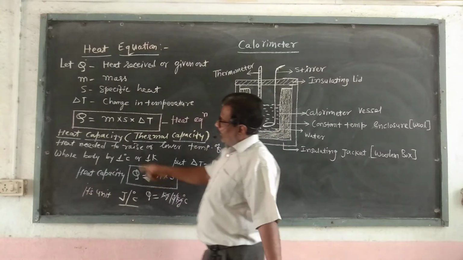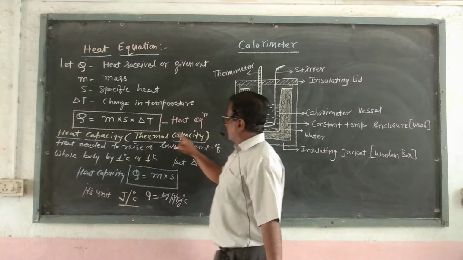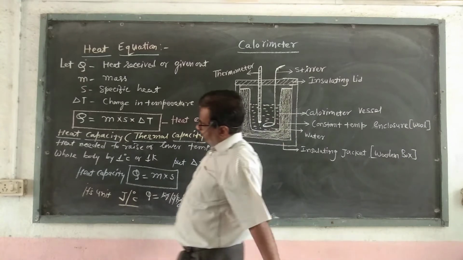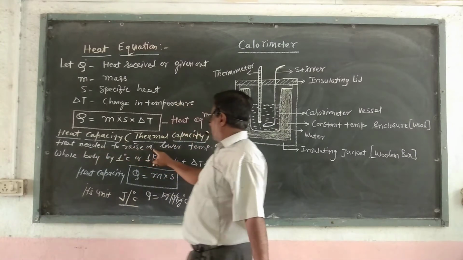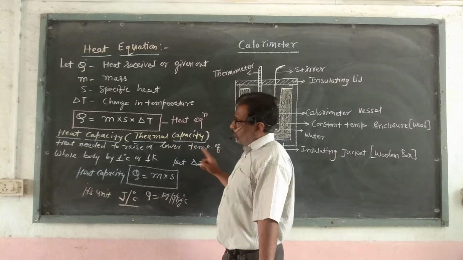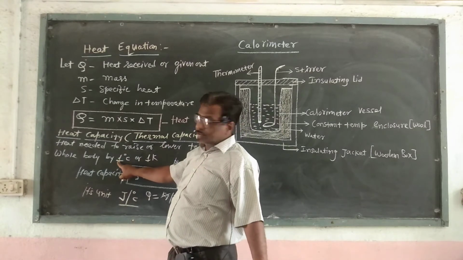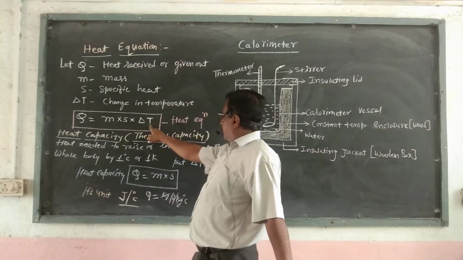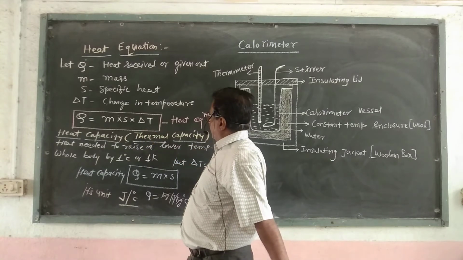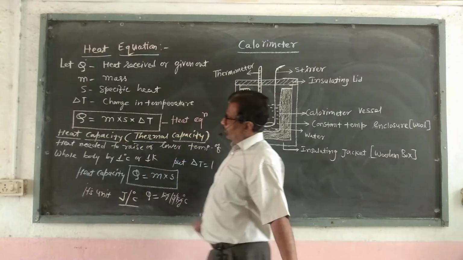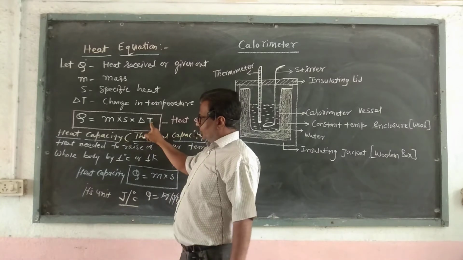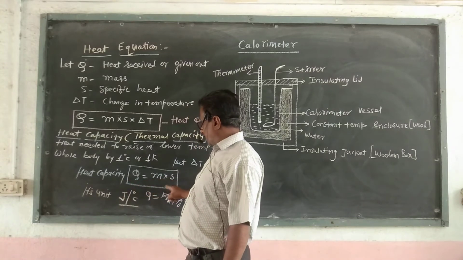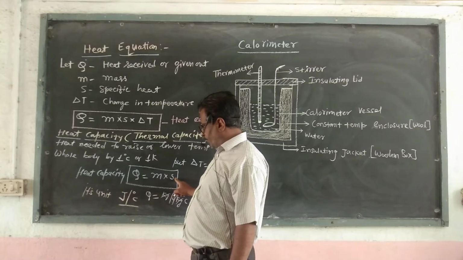Now we define what is meant by heat capacity or thermal capacity. Heat capacity or thermal capacity is defined as the heat needed to raise or lower the temperature of a whole body by 1 degree Celsius or 1 degree Kelvin. That means we substitute the value of delta T equal to 1 in the heat equation. So we get heat capacity Q equal to M into S. Here M is the mass of the body, S is the specific heat.